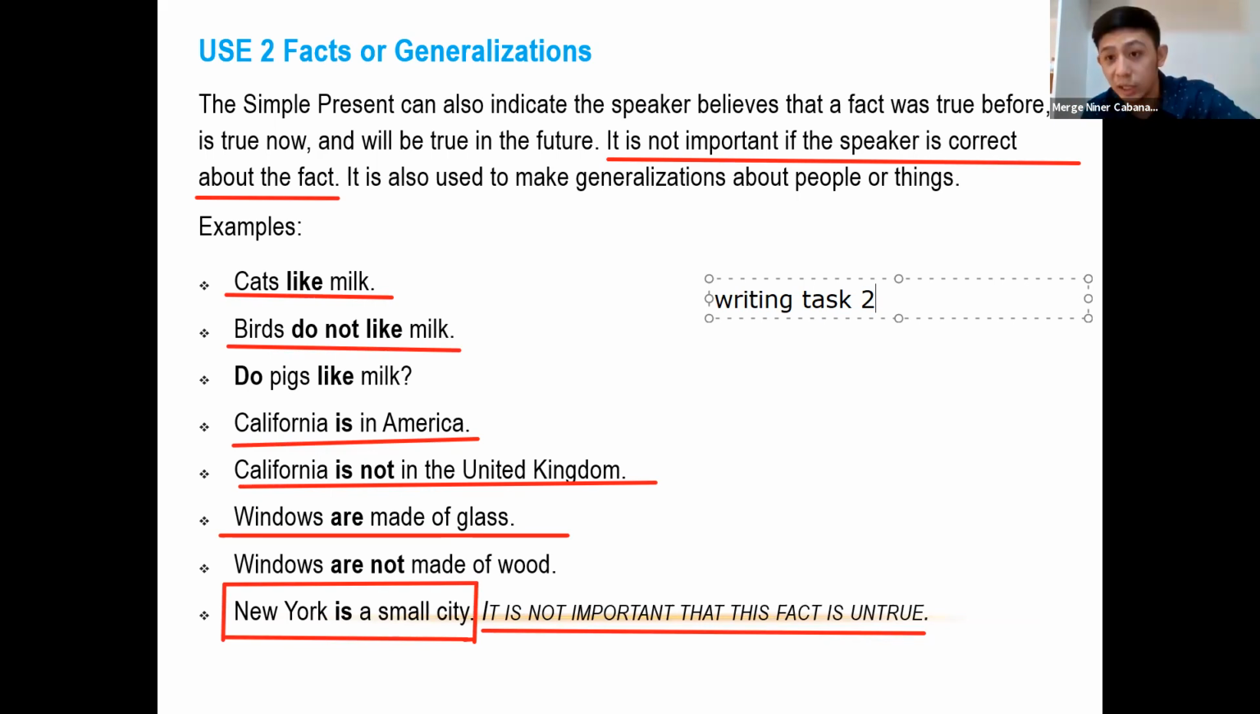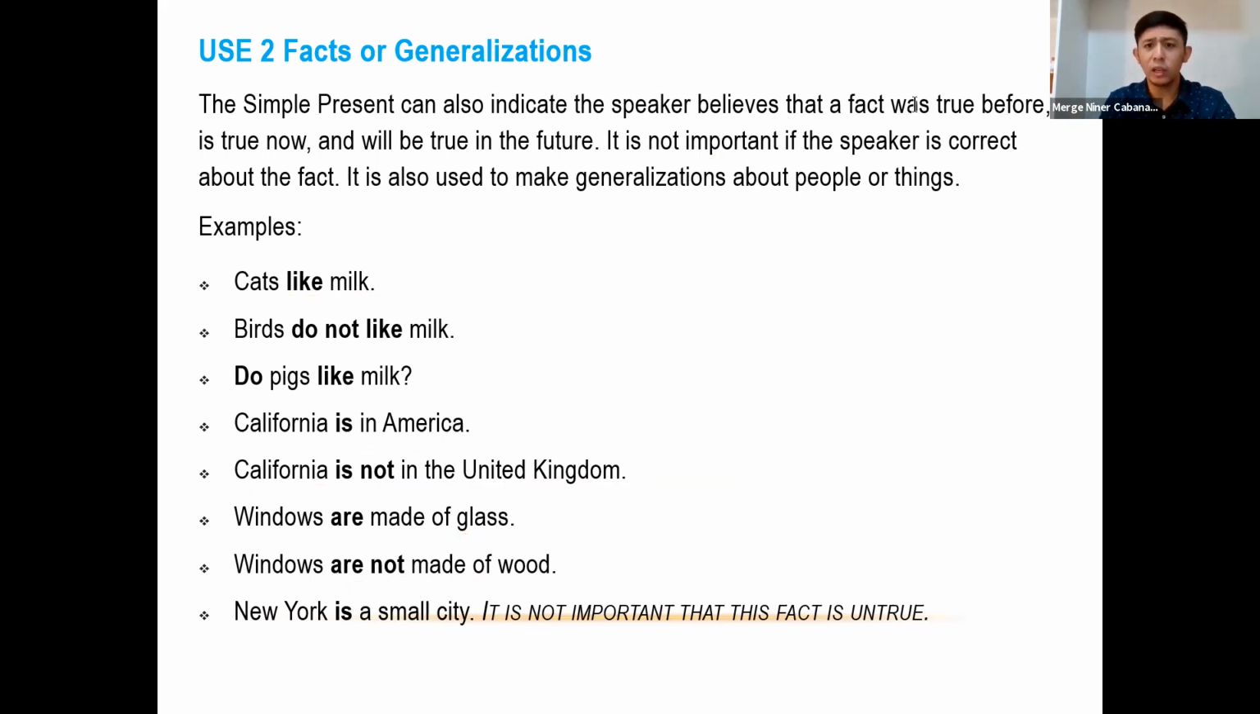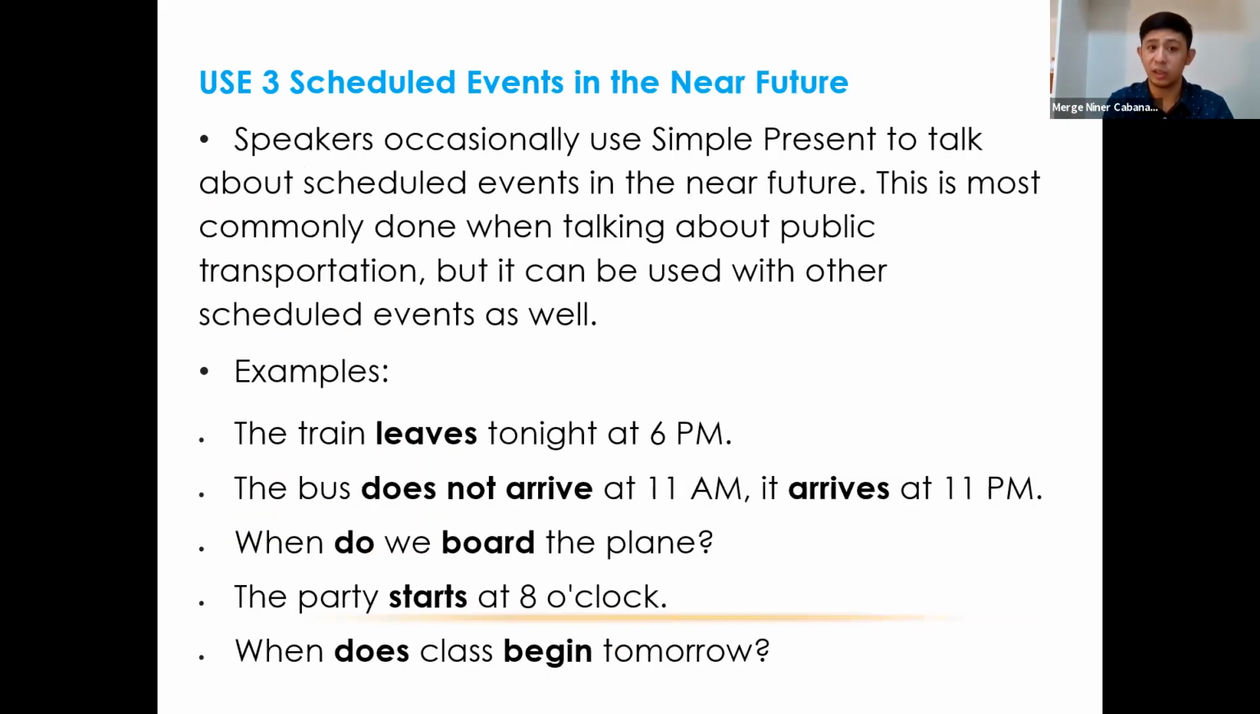And this is included not only in this lecture, but in your previous lecture for your grammar 2. Oh, sorry, grammar 2 subject verb agreement. Okay, so that is the use number 2 of your simple present tense. We shall now proceed with the third use, scheduled events in the near future.